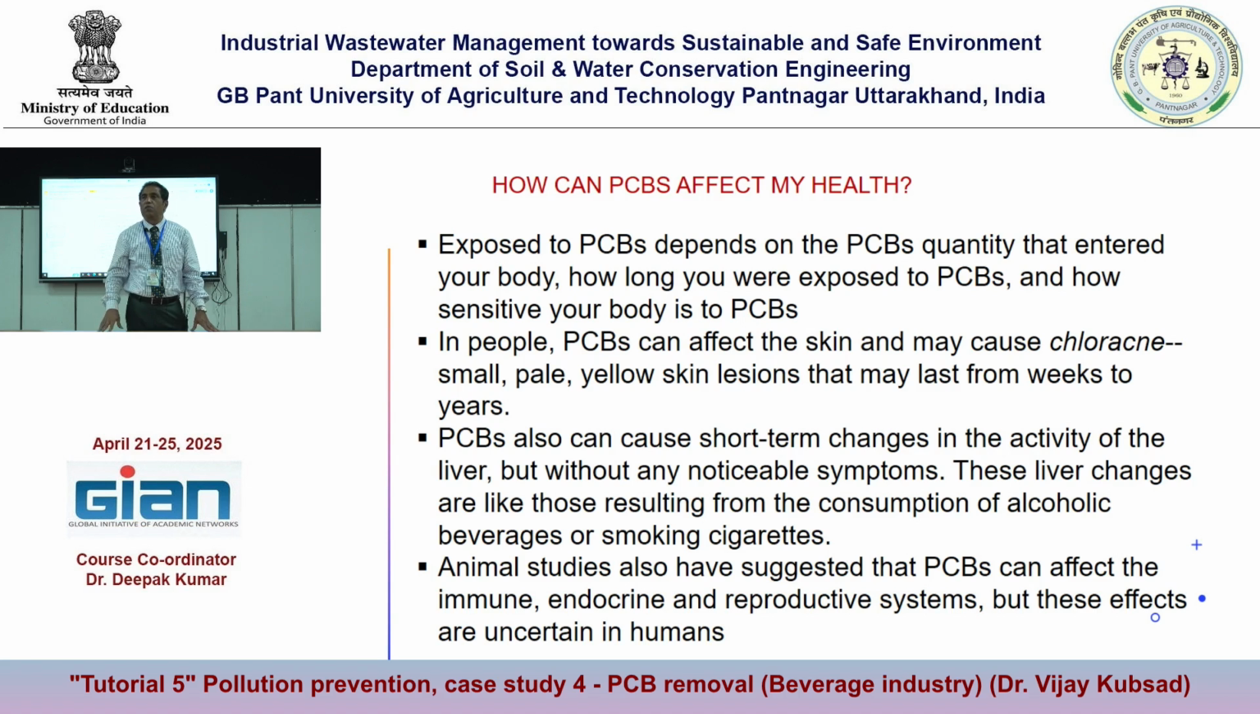That is the problem with what someone was talking about, bioaccumulation. This is how it works. You will not even come to know, it goes on accumulating in your body, and suddenly once the right concentration is reached, then it flushes. You cannot do anything. Animal studies also have suggested that PCB can affect the immune, endocrine and reproductive systems, but these effects are uncertain in humans. Animals are affected. If animals are, people are not bad. People, both are affected, right?